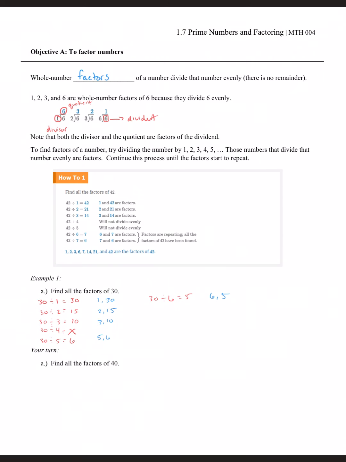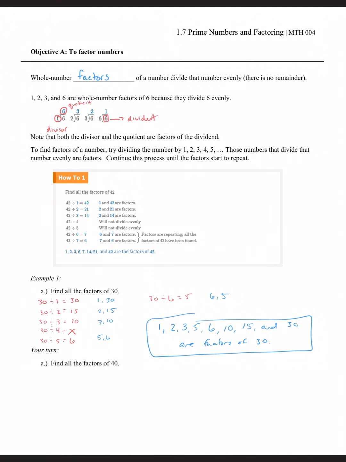So therefore, we can say 1, 2, 3, 5, 6, 10, 15, and 30 are factors of 30. That would be our final answer. Now, to get all these numbers here, I simply listed all of these numbers going in order from the smallest to the largest. And you could count these: 1, 2, 3, 4, 5, 6, 7, 8. So that would be all the factors of 30.